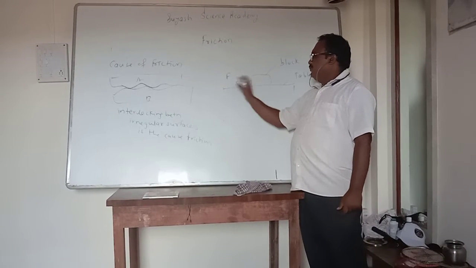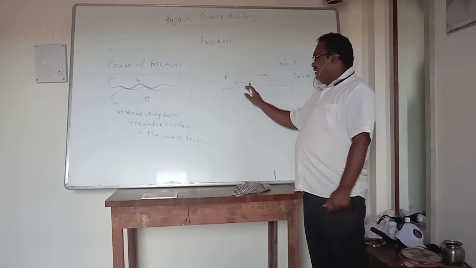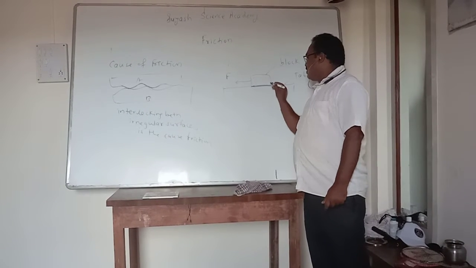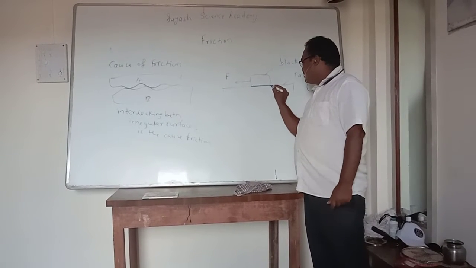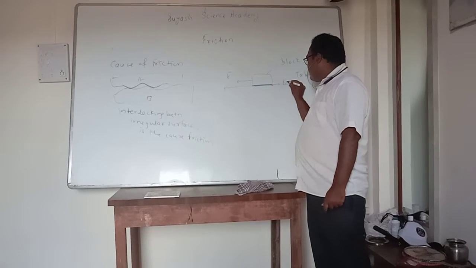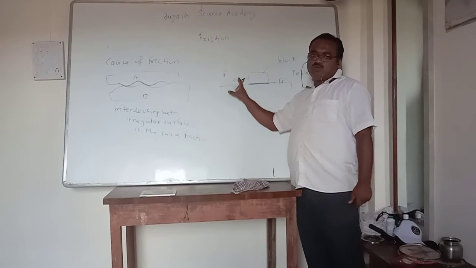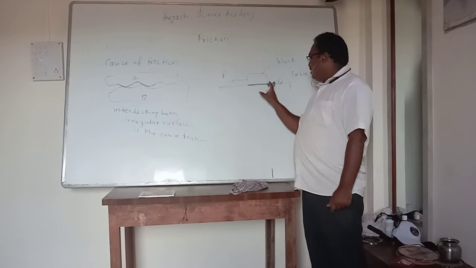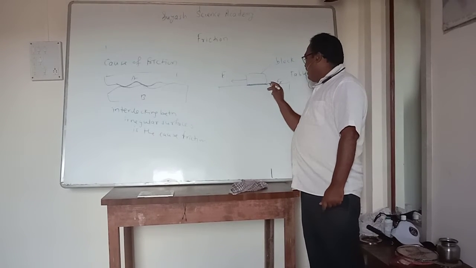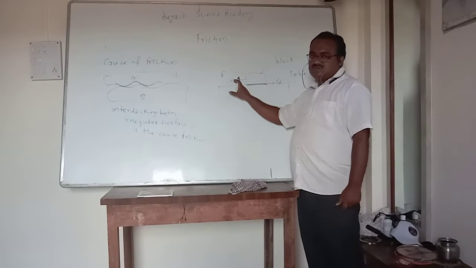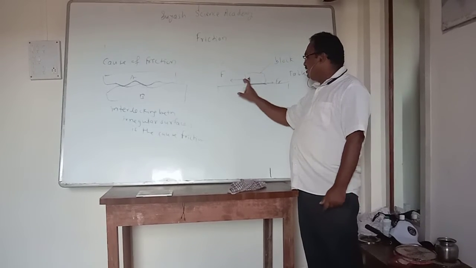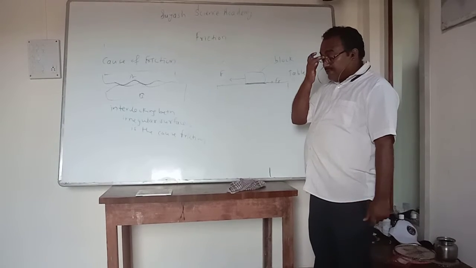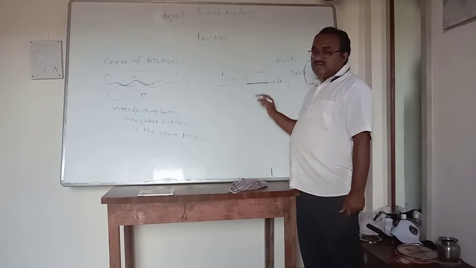The block is pulled or pushed towards the left side. Then friction always occurs between the surfaces in contact. Fs is the frictional force. If the block is moving towards the left side, then friction acts along the line of contact, opposite in direction to the applied force. So the frictional force is towards the right side.